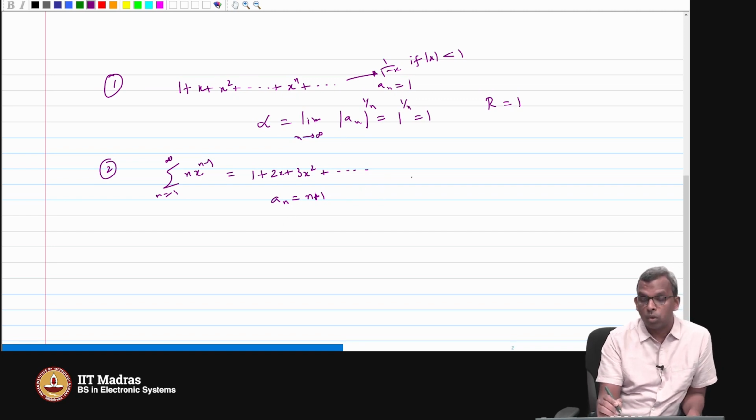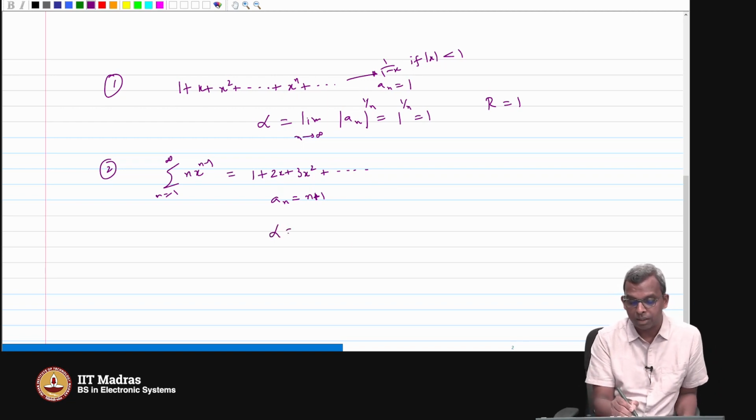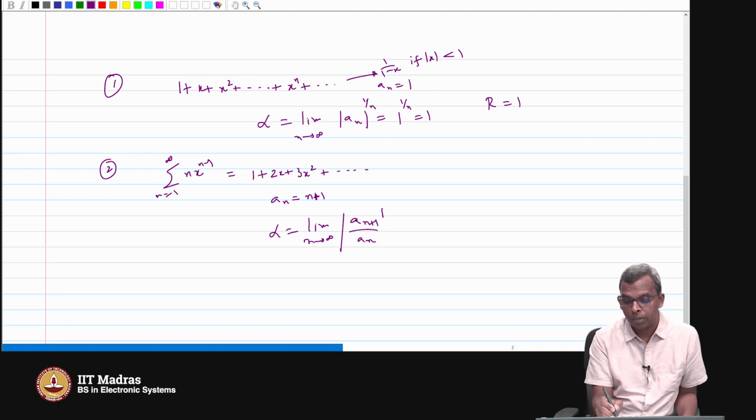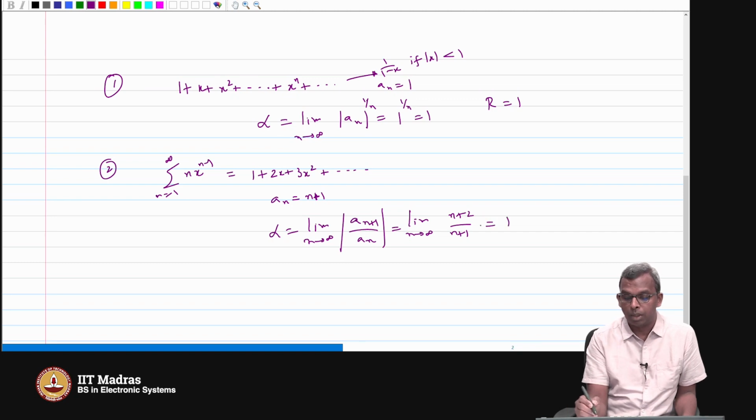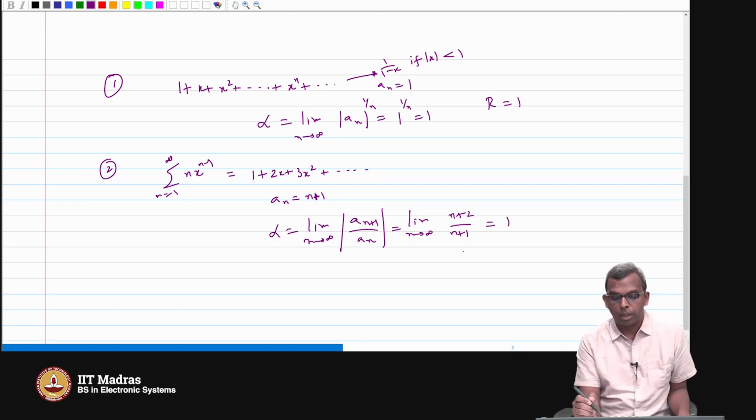So if you try alpha here with the root test, it will be a little bit more confusing. So the root test is not a good idea. You can use the ratio test here. Limit as n tends to infinity, absolute value of a_(n+1) by a_n. This will work out to something very, very nice. Limit as n tends to infinity of (n plus 2) by (n plus 1), and this will be 1, right? So this limit is 1. You can easily evaluate it.